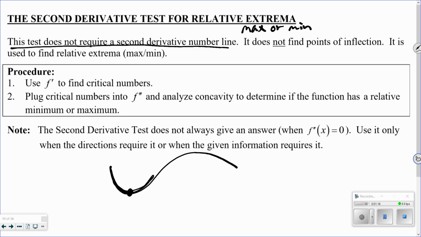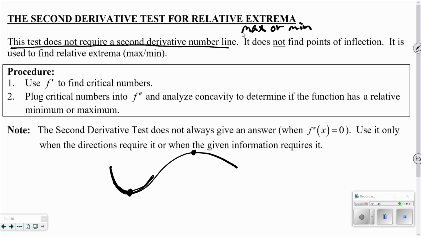If I take this one, I take my x value and plug it into my second derivative, and it comes out negative, that means it's concave down. So that means it'd be a maximum if it's concave down. The second derivative test does not always give you an answer, and that's the drawback to it. That's why we don't always do the second derivative test, right?